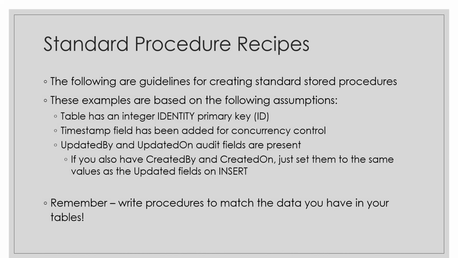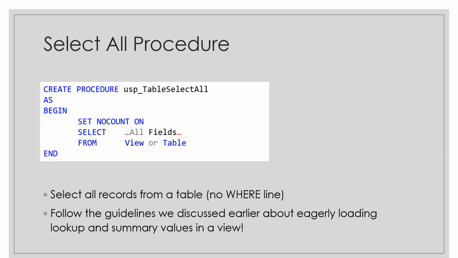We're going to write procedures to match the data you have in your tables, of course. So basically, here's our formula, you might say. These are templates. For our select all procedures, you might be selecting from a table or from a view. Very commonly, we use views if there's any related information that we want to show on the screen. So the procedure can be based on either one. We make sure we set no count to on. We select all the fields from the view or the table. That's it. There's no where clause because it's returning all the data.